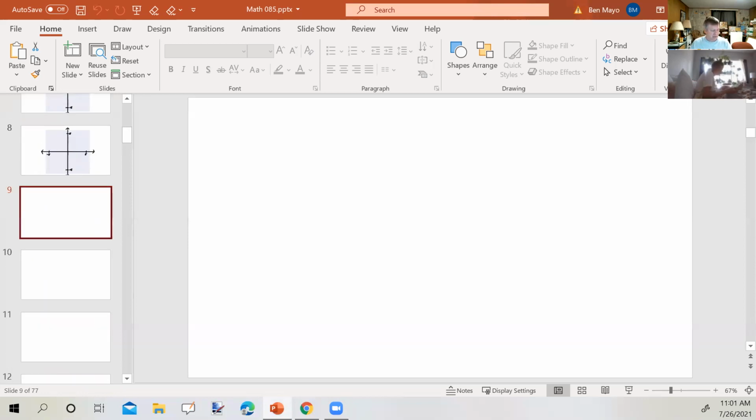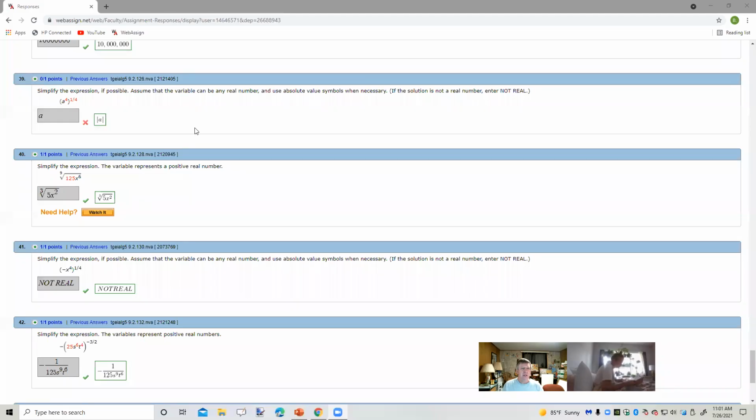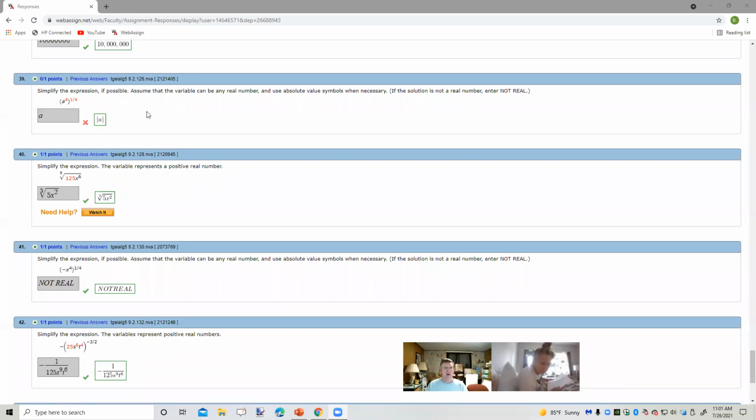All righty, I have a request, so we're going to start with that. A student asked about section 9.2, number 39, and I want to bring it up here on the screen. It says, simplify the expression if possible. Assume that the variable can be any real number and use absolute value symbols when necessary. If the solution is not real, enter not real.